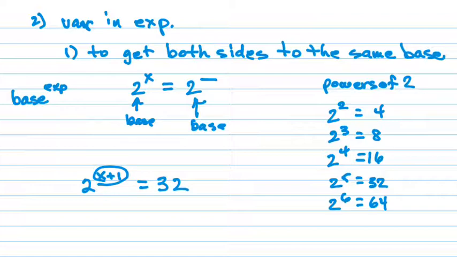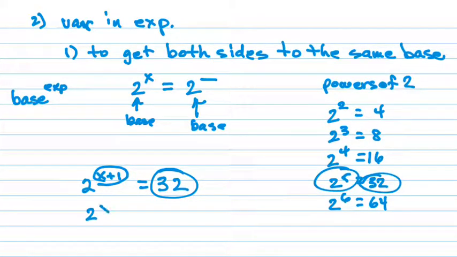So what I can do, though, is first get both sides to have the same base. So can I turn 32 into 2 to some power? Yes. Sure. 2 to the what? 5. So it goes 2 to the x plus 1 equals 2 to the 5th power. Do you see that these two bases are now identical? Yes. Okay. That has to happen.